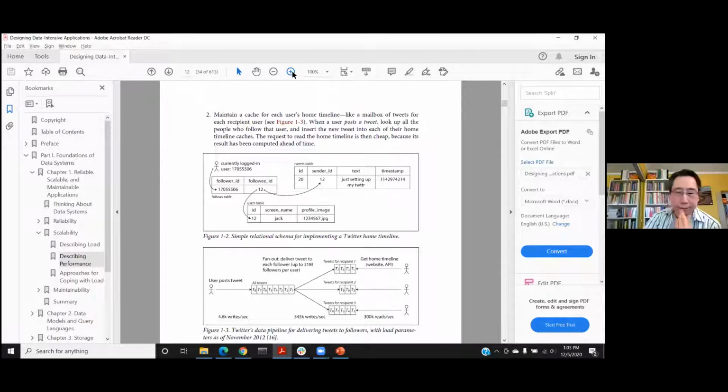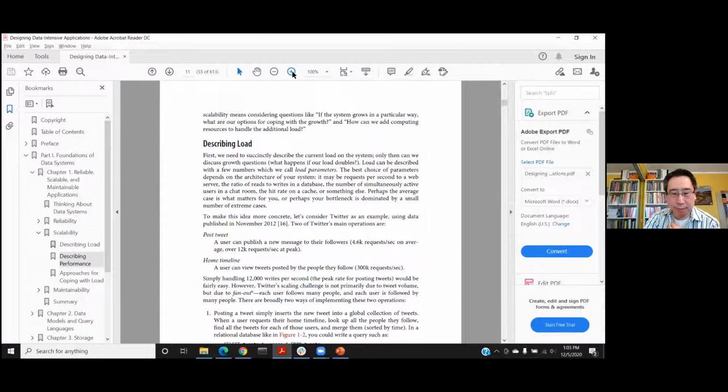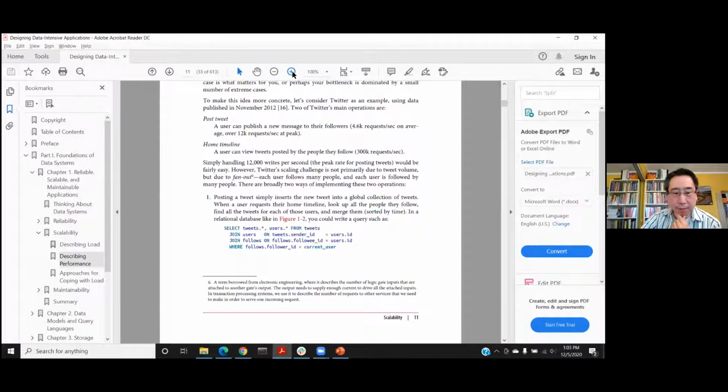So you're talking about, unfortunately, it's split across pages. You're talking about the trade-off between option 2 at the top of this page and option 1 at the bottom of this page?